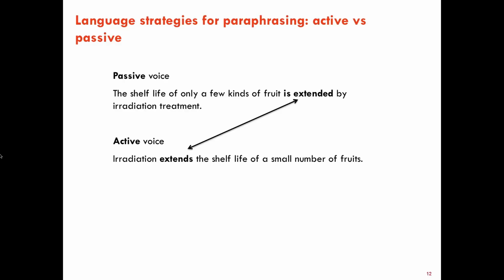Another technique involves changing the voice of the verb. As you can see from the example, the great advantage lies in the change in the structure of the rest of the sentence. So the subject of the first sentence, the shelf life of only a few kinds of fruits, becomes the object of the second sentence. And the element at the end of the first sentence, by irradiation treatment, becomes the subject of the second sentence, irradiation.